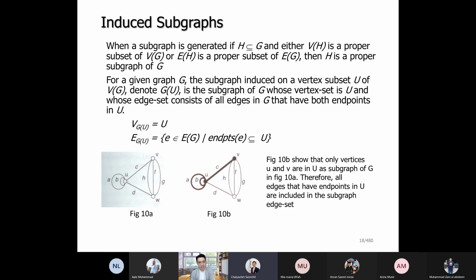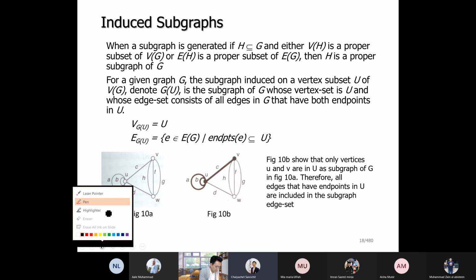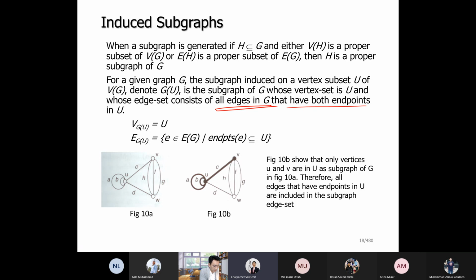For a given graph G, the subgraph induced on vertex subset U of V(G), denoted G[U], is a subgraph of G whose vertex set is U and whose edge set consists of all edges in G that have both endpoints in U. All edges in G must appear in the subgraph as well.